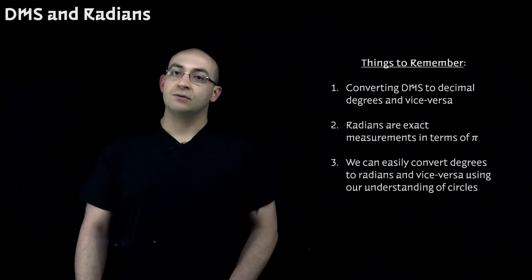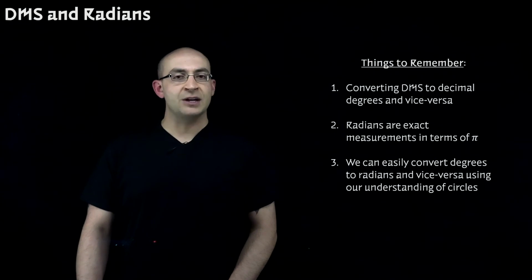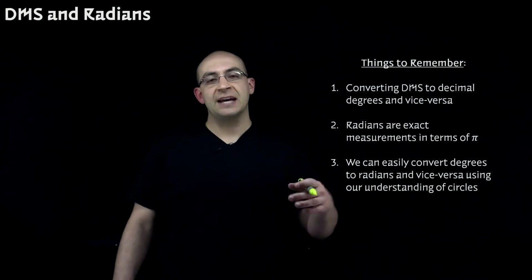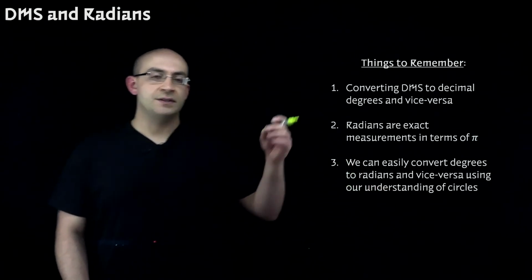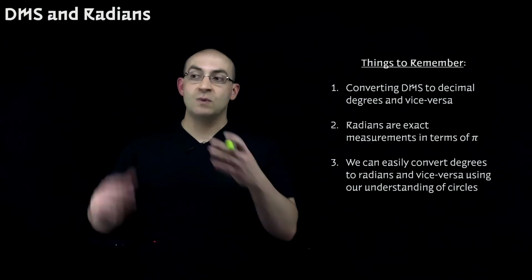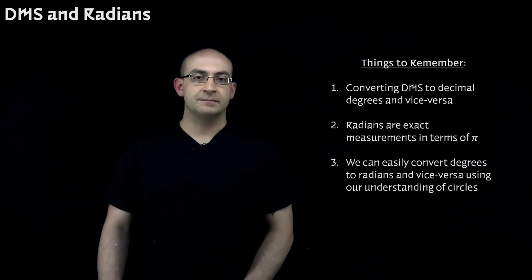Number 2, radians are exact measurements in terms of pi. When we talk about rounded measurements, that's when things get a little messy. Pi is an exact measurement, and that will help us moving forward for the unit circle. We'll get there. Number 3, we can always use conversion rates to get from degrees to radians and vice versa. So again, the heart of this video is we have conversion rates to go from one to the other. See you next time.